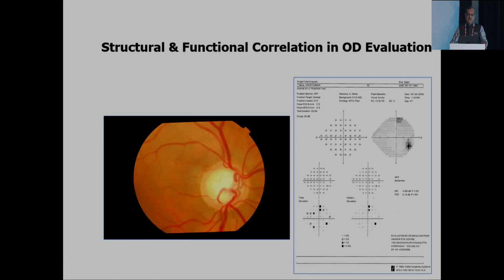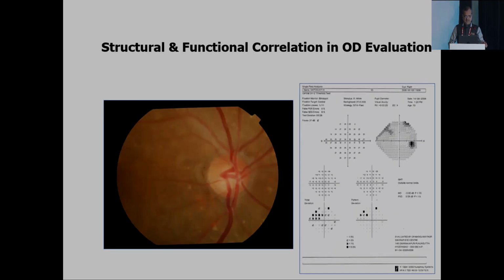So the structural and functional correlation in optic disc evaluation is very important. What I showed you in my first few slides was the size of the optic disc. Here you are seeing a large optic disc with a 0.75 cupping, but the visual field is absolutely normal. So this is a normal enlarged optic disc with a normal physiological cup. I said the ISNT rule: the inferior rim should be thicker than the superior, which should be thicker than the nasal, and that should be thicker than the temporal.